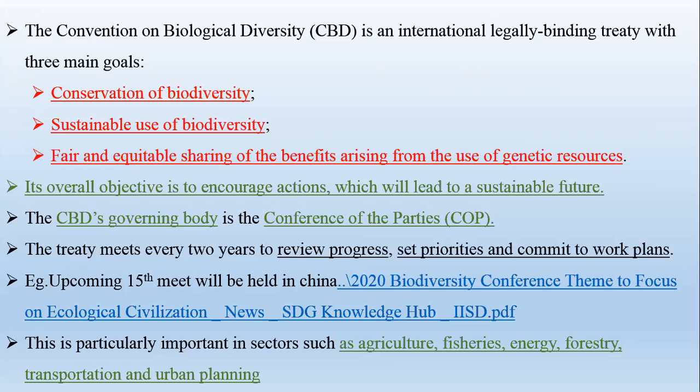For example, the upcoming 15th meeting will be held in China. Okay, actually it was held last year in China. Upcoming, it may be in 2022, will be held somewhere else. This is particularly important in sectors such as agriculture, fisheries, energy, forestry, transportation, and urban planning.